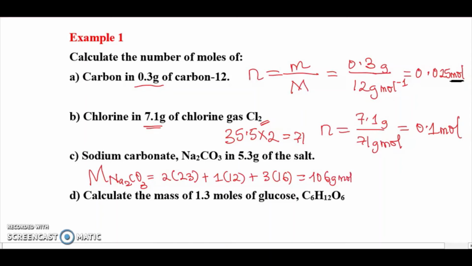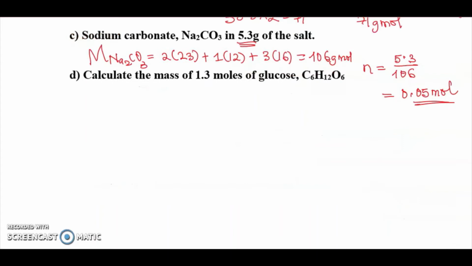Now, we want to calculate the number of moles. Remember, we have the mass. The given mass is 5.3 grams. So the number of moles is equal to 5.3 divided by 106. What does that give us? We have 0.05 mole. That's it. So let's look at the last example.